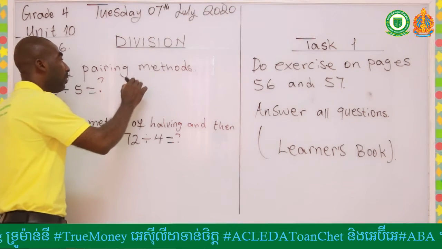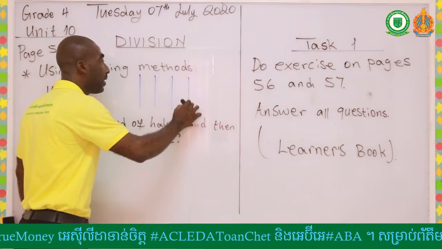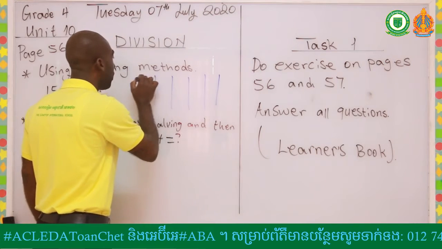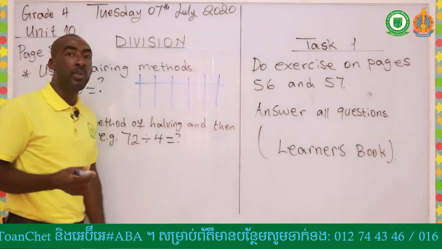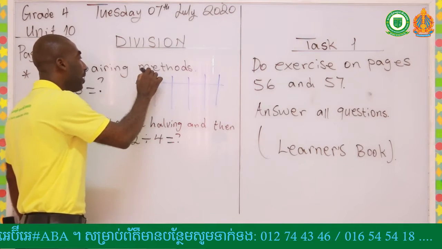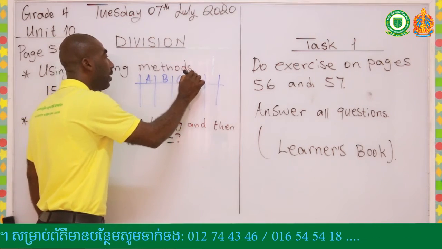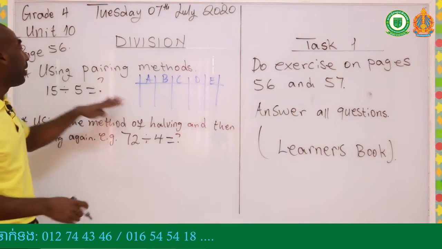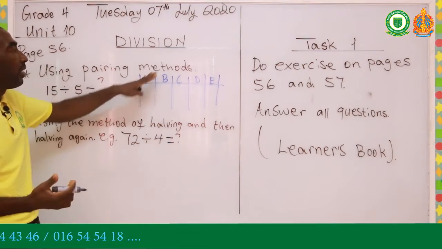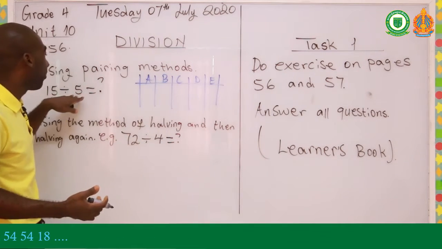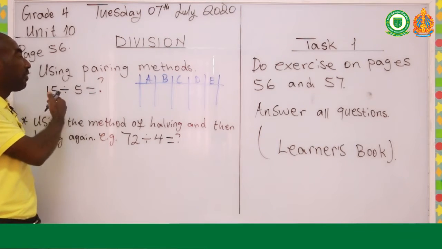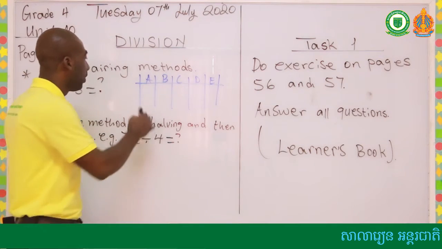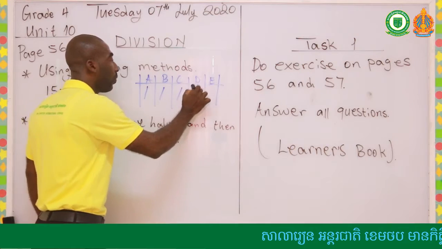So we can make a table to represent our 5 people. So we have 1, 2, 3, 4, and then we put 1 here. So this is a table that is representing our 5 people. So we can say this is A, B, C, D, and E. So these are the group of people going to share 15 oranges. There are 5 different people representing the 5 here. So we have 15, 5. So if each of them is picking 1 at a time, we'll have 1, 1, 1, 1, and 1.